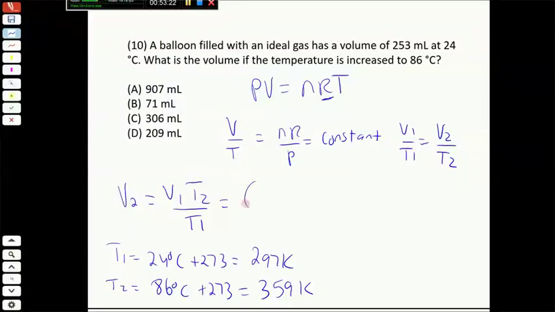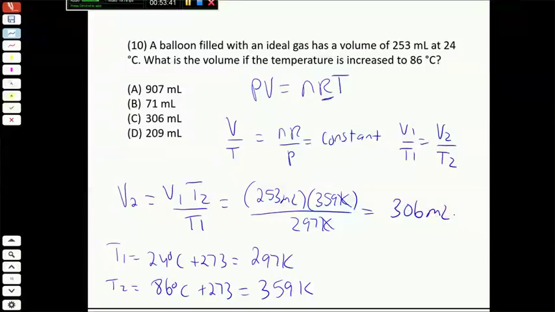So when we put the numbers in here, our initial volume was 253 milliliters. Our final temperature T2 is 359 Kelvin. Our initial temperature was 297. So the temperature units divide out. That'll give us an answer in milliliters, which is 306. So the volume increases from 253 to 306, and that corresponds then to answer choice C in this problem.